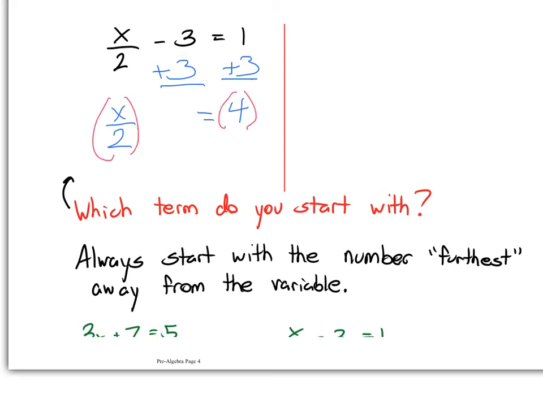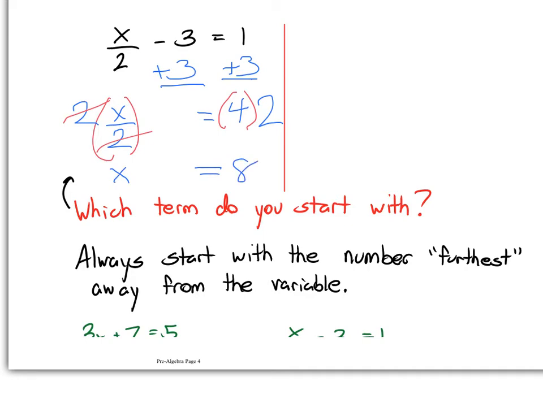That's right. You guessed it. You said it. Multiply by 2. Even if you didn't say it out loud, you thought it. I'm sure you did. Multiply both sides by 2, and those 2's cancel out, and you're left with x is equal to 8.